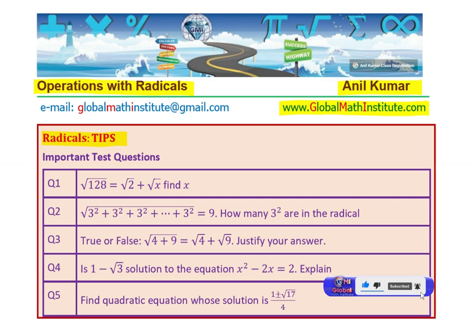Question number 3 is true or false. Square root of 4 plus 9 is equal to square root of 4 plus square root of 9. Justify your answer. Question 4. Is 1 minus square root 3 a solution to the equation x square minus 2x equals 2? Explain. Question number 5. Find the quadratic equation whose solution is 1 plus minus square root of 17 over 4.